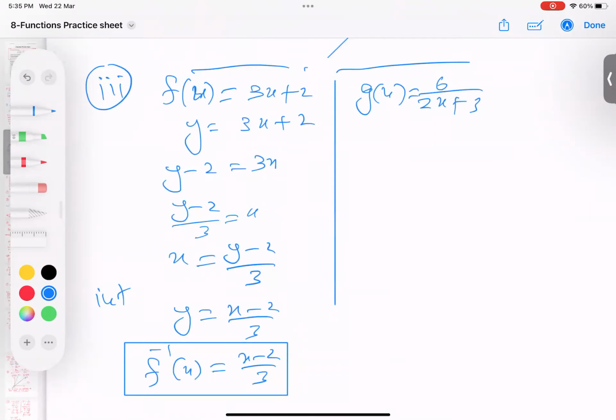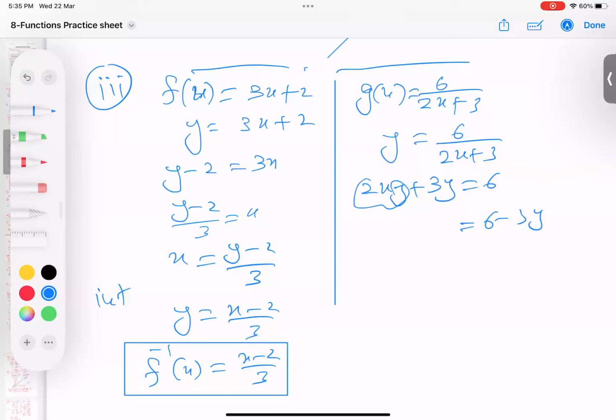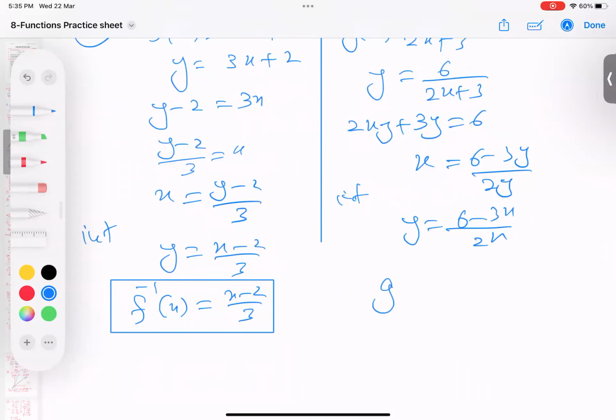Now I'll use a little shortcut. y equals 6 over 2x plus 3. Cross multiply: 2xy plus 3y equals 6. How many x? 1x. Try to make x the subject. So 3y goes there, and then 2y will divide. I got x alone. Interchange: x becomes y and y becomes x. So this is called g inverse.